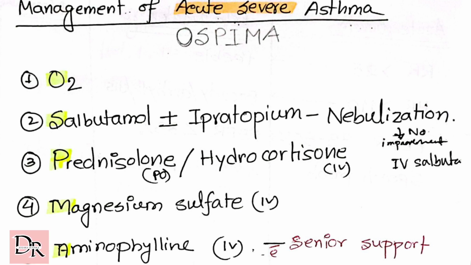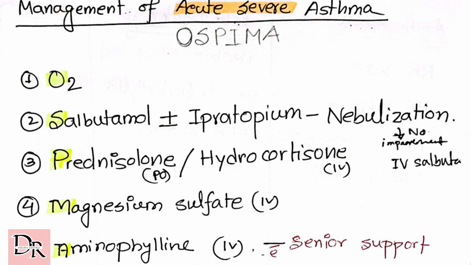That is OSPIMA. O for oxygen, S for salbutamol, P for prednisolone or hydrocortisone, meaning steroid, I for ipratropium, M for magnesium sulfate, A for aminophylline. So first of all we'll give high flow oxygen, 15 liters per minute through a non-rebreather mask. Then we'll provide salbutamol plus or minus ipratropium bromide through nebulization. If no improvement, we may need to give IV salbutamol. Then we'll give prednisolone orally or hydrocortisone IV.